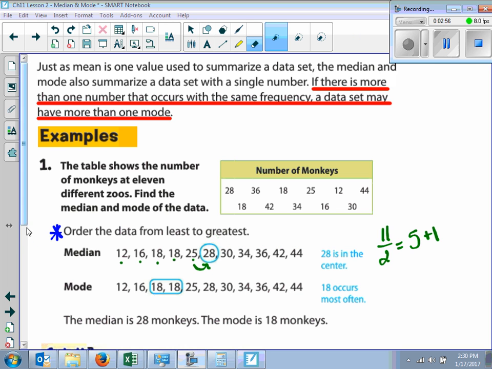Then, to find the mode of this set of data, you just need to look to see which number occurs the most in the set of data. And here, that's going to be 18. So our mode is 18.